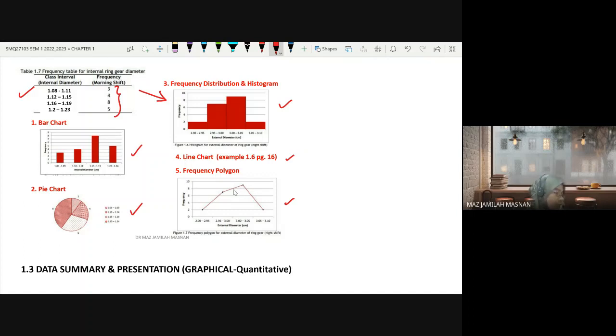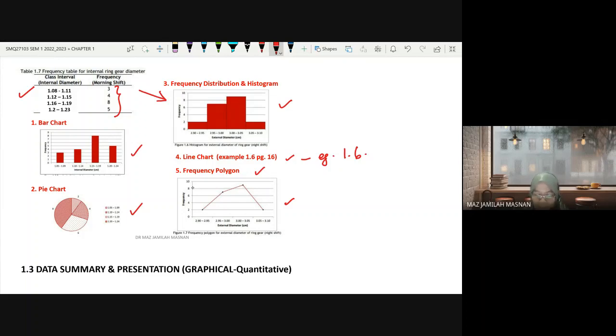If you look at your textbook, page 16, section solution, you can see example 1.6. You can have your line chart for that particular example, for ogive and frequency polygon. So this one is frequency polygon.